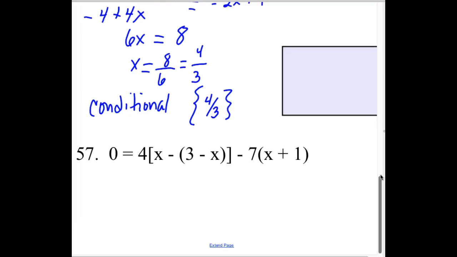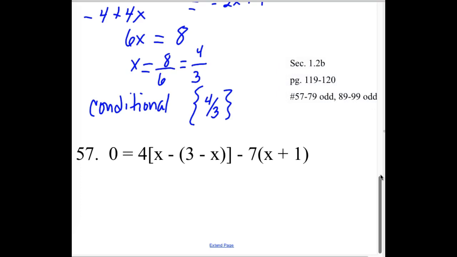All right, your homework is going to be 57 to 79 odd and then 89 to 99 odd. We are going to do 57 together, so I'm going to pause the recording while you get this written down and get your homework sheet out and write down number 57.